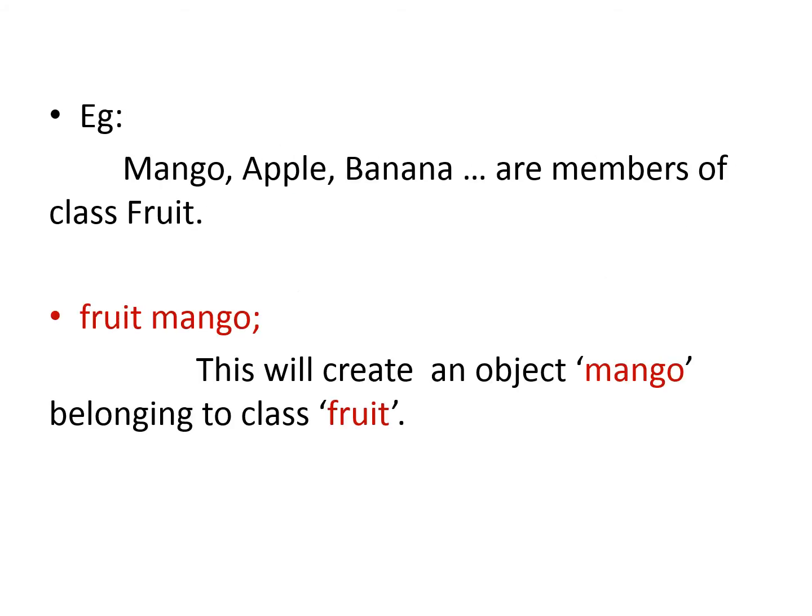So here's an example of class and object. Mango is there, apple, banana. We know that all of them are fruits. So you can write class is fruit. And mango is a data. That is, mango is a fruit and it belongs to the group fruit. So this will create an object mango. Mango is object and class is fruit.